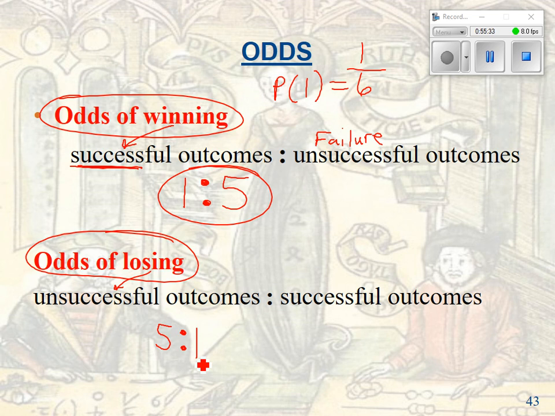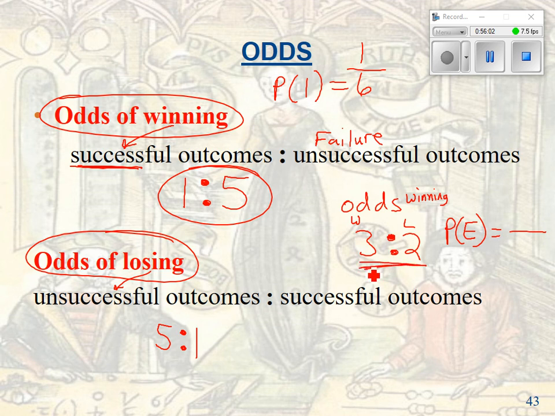So that's odds. And if I tell you the odds of some event occurring is 3 to 2, we can find the probability of that event occurring by saying, if this is the odds of winning, so we're going to win this many times, we're going to lose that many times, we can find that probability by getting the total here, which is 5, putting that on bottom, and then putting the wins on top. So the probability would be 3 out of 5 if the odds were 3 to 2.